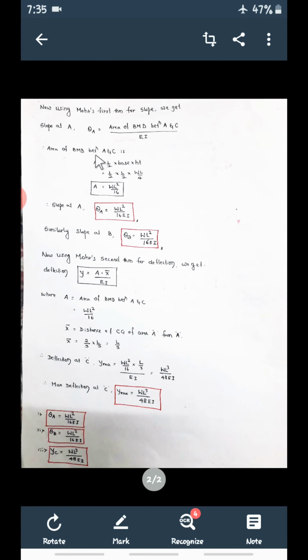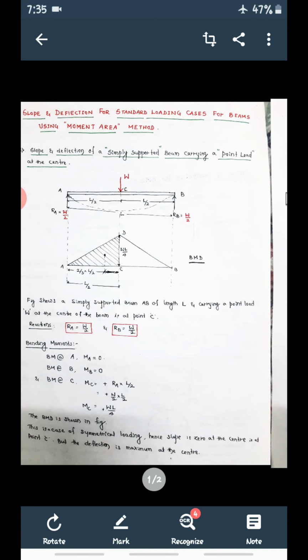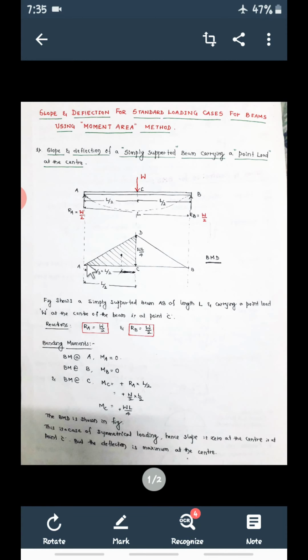Now see, slope at A, theta A, is equal to the area of the bending moment diagram between A and C divided by EI. First calculate the area of the bending moment diagram between A and C. This is a triangle, so the area is half base into height.